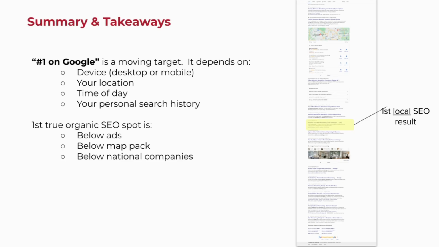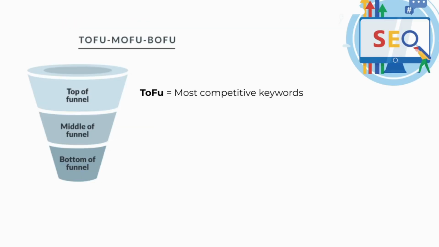Earlier in this lesson, we showed you that often the first true local SEO result falls below the paid ads, the map pack, and the search results from national companies. The example phrase we reviewed, bathroom remodeling contractors, is what we call a TOFU search phrase. Digital marketing efforts, and really all sales and marketing efforts, can be mapped to the consumer's buying journey. You might know it as the sales funnel.